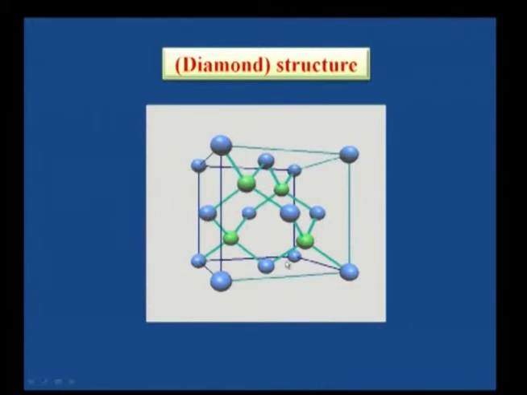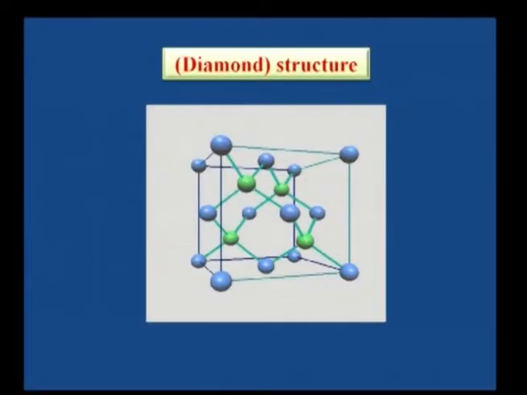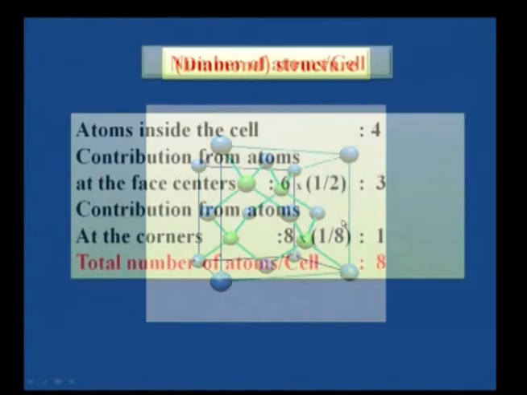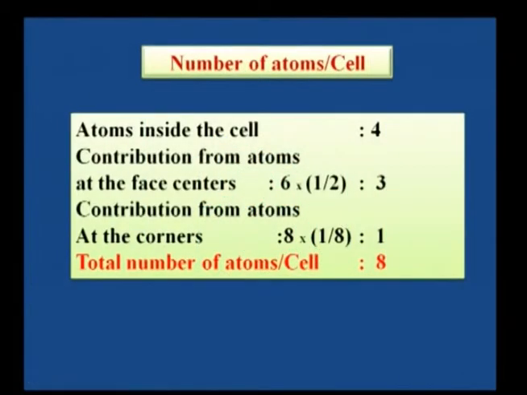You have this face, the bottom face, you have an atom at the face center, face center, face center. The contributions coming from the atoms at the face centers and the atoms at the 8 corners are tabulated here. I am trying to calculate the total number of atoms per cell. Atoms inside the cell is 4, as I told you just now.